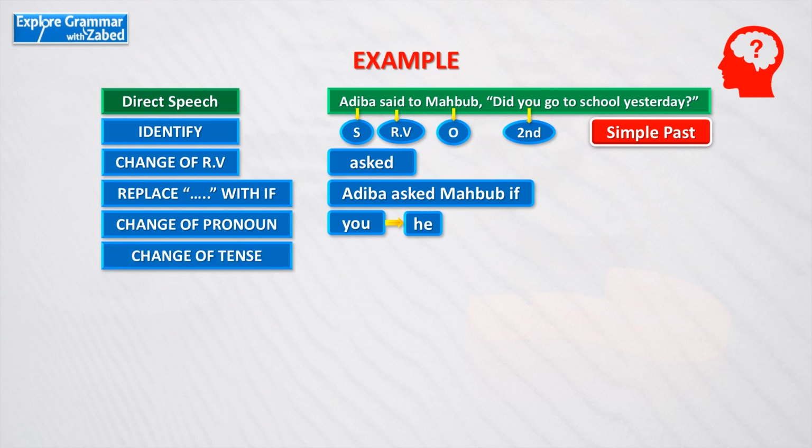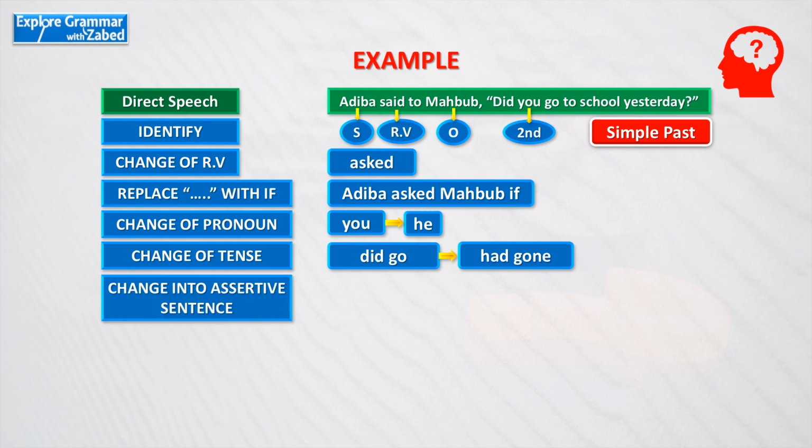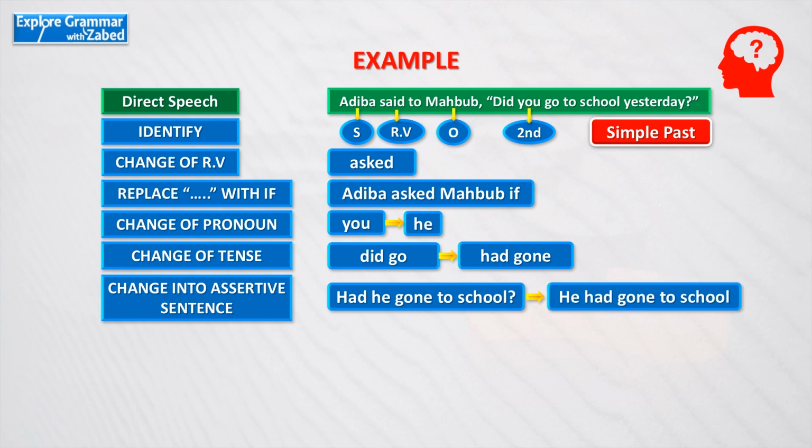Step 5 is the change of tense. Here, the reported speech is in simple past. So, it will be converted into past perfect. For this, did go gets converted into had gone. Step 6 is to convert the sentence into an assertive sentence or statement. After the fifth step, the sentence looks like had he gone to school. Converting it to an assertive sentence, the sentence becomes he had gone to school.